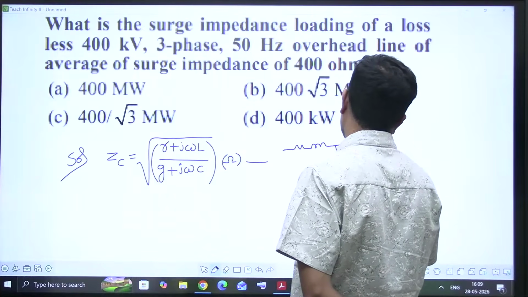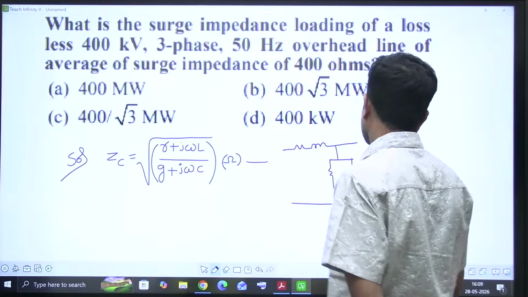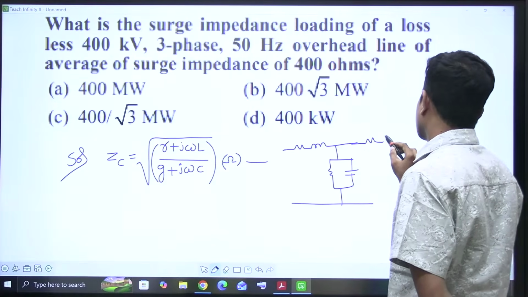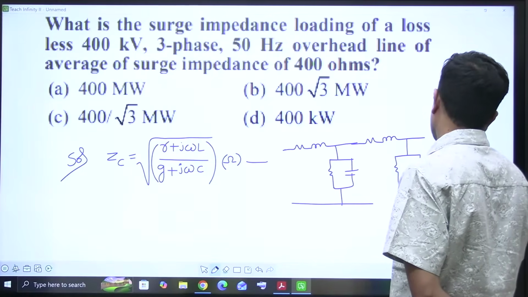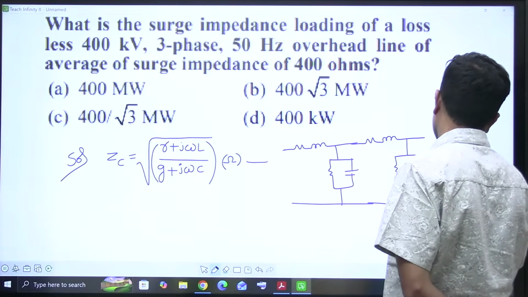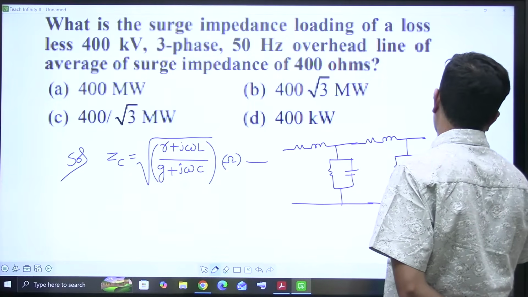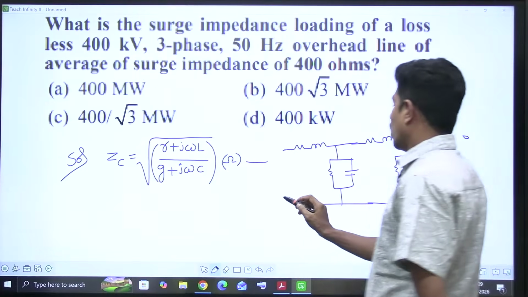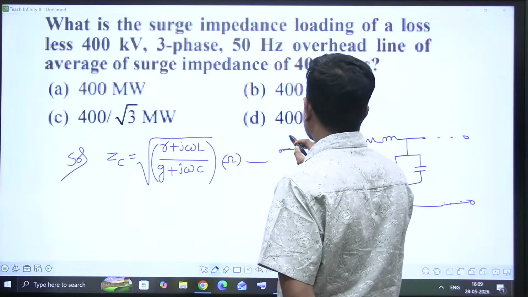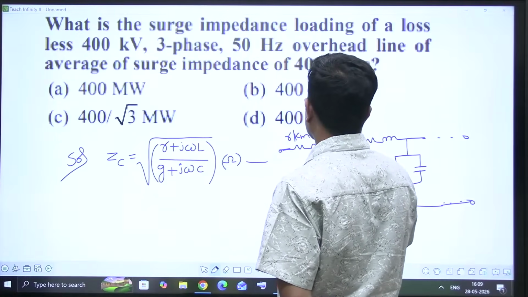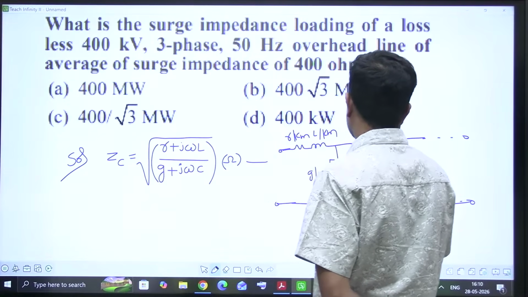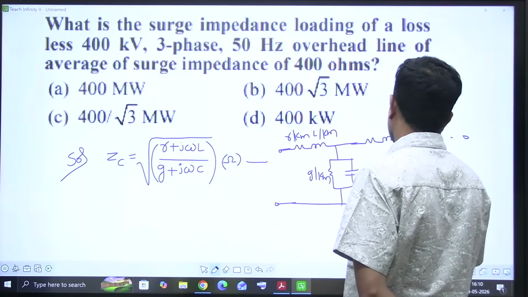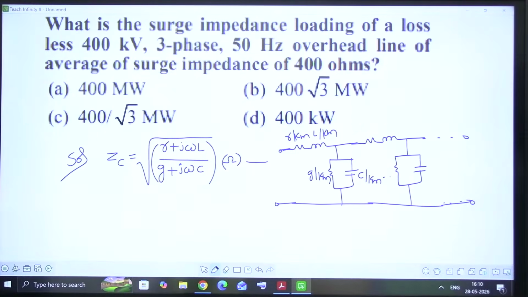What is a distributed parameter model, sir? This is a distributed parameter model: resistance, inductance, shunt conductance and capacitance, and this continues. For this kind of model, this is R per km, this is L per km, this is G per km, and this is C per km, and it continues. So R plus j omega L by G plus j omega C for a lossy line.